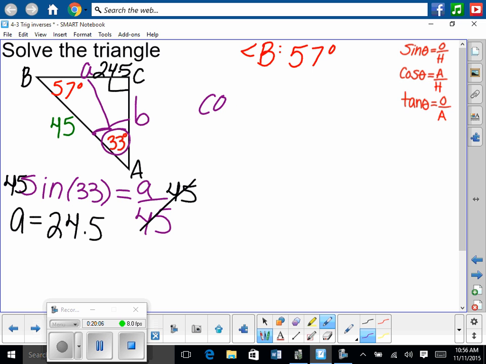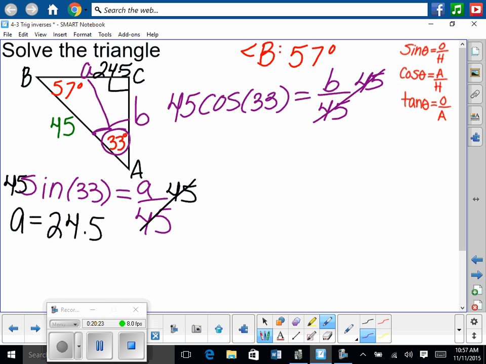So cosine of 33 is equal to adjacent, which is b, over hypotenuse, which is 45. Then we cross multiply both sides by 45, and we're done. Type it in: 45 cosine of 33 is 37.7. And we've solved for side B. 37.7. Does that make sense, everybody?